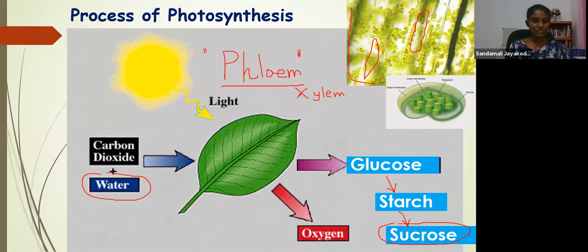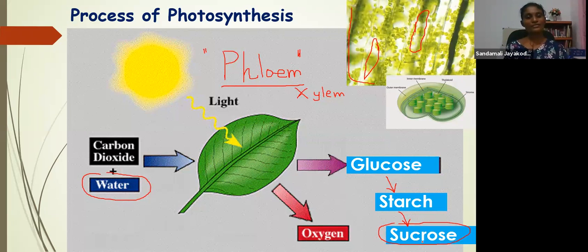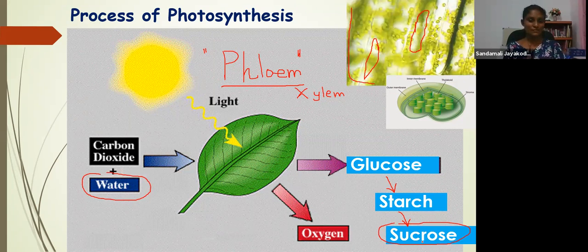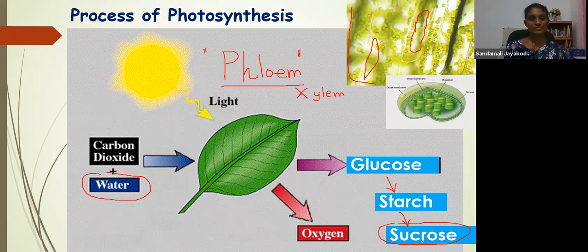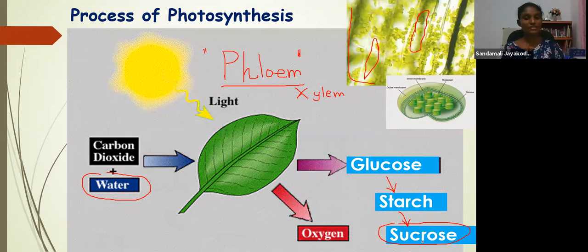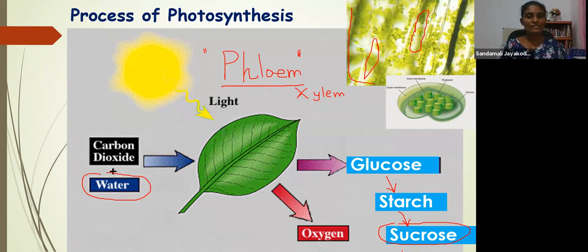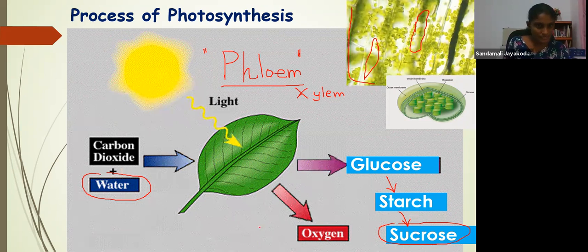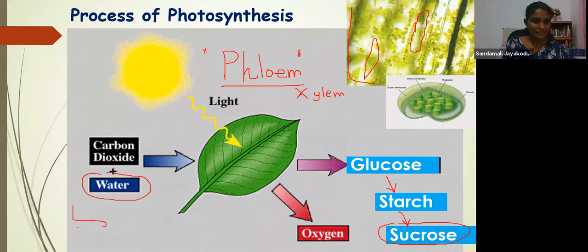And then I'm going to tell you how the water is absorbed. Water is absorbed from the roots, from the soil mixture. Here, roots have a special cell that is root hair cells.